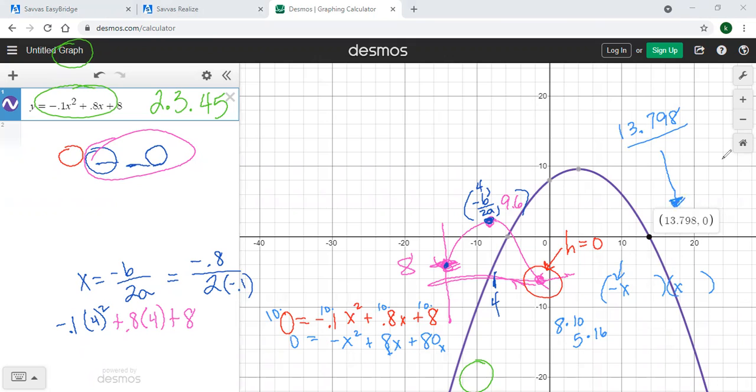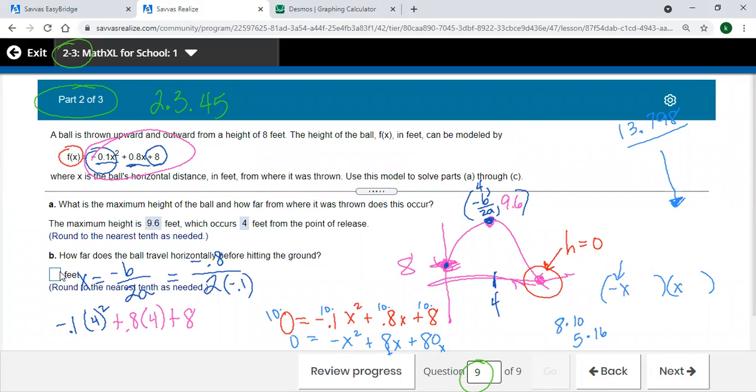If I typed everything in right. Negative 0.1 x squared plus 0.8 x plus 8. All right. So how far does it, and it says to the nearest 10th. So that would be 13.8.